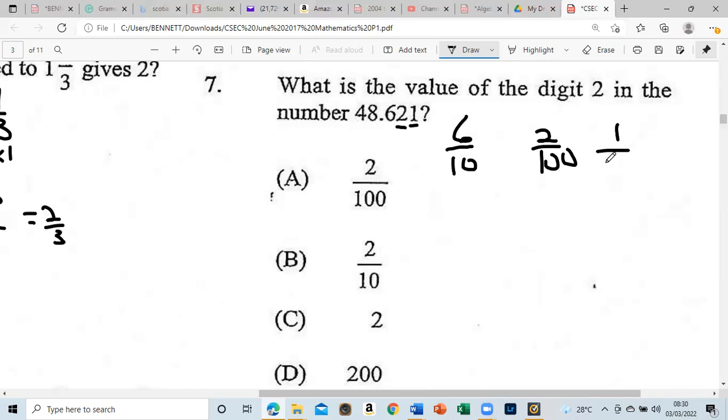Guys, I'm showing you this because at the end of the day, you can flip the question. So for number 7, it would be 2 over 100.